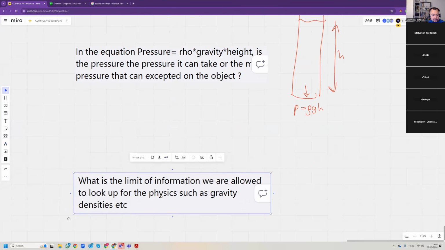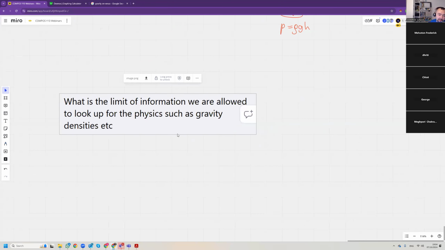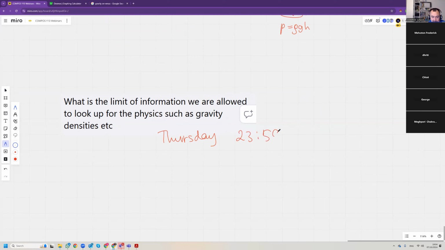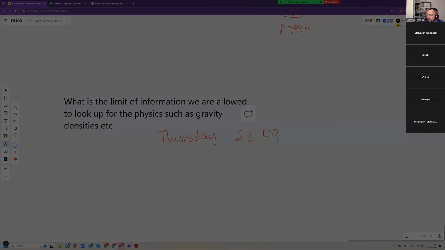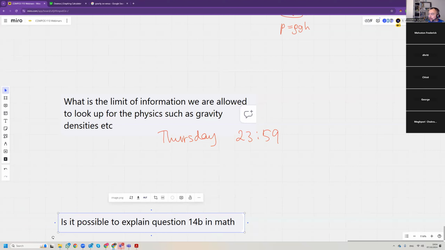And we will accept work until midnight on Friday. Thursday 23:59 is the deadline. It's possible to obtain question 14b in maths. I'll post that question here.